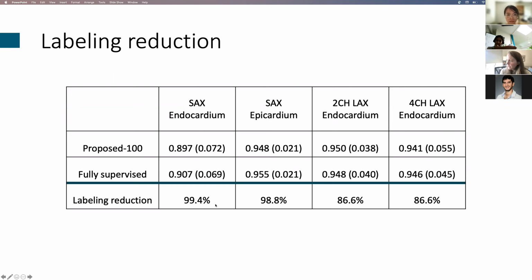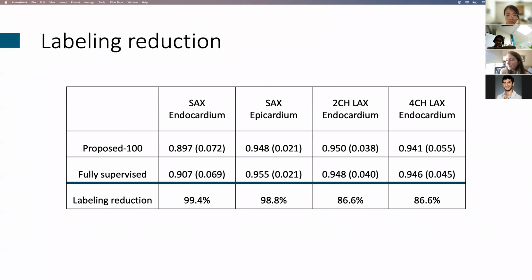So if we look across the board here, on all the tasks, we're within about a dice point of the fully supervised performance. The highest labeling reduction we have is for the largest data set we have access to, which is the SACS endocardium task, which is what I was plotting here. But that's actually, kind of intuitively, the biggest gap we have between the proposed dice score and the fully supervised dice score. Actually, in one of the tasks, we have a tiny bit better performance with the proposed method with only 100 image slices as opposed to the fully supervised.